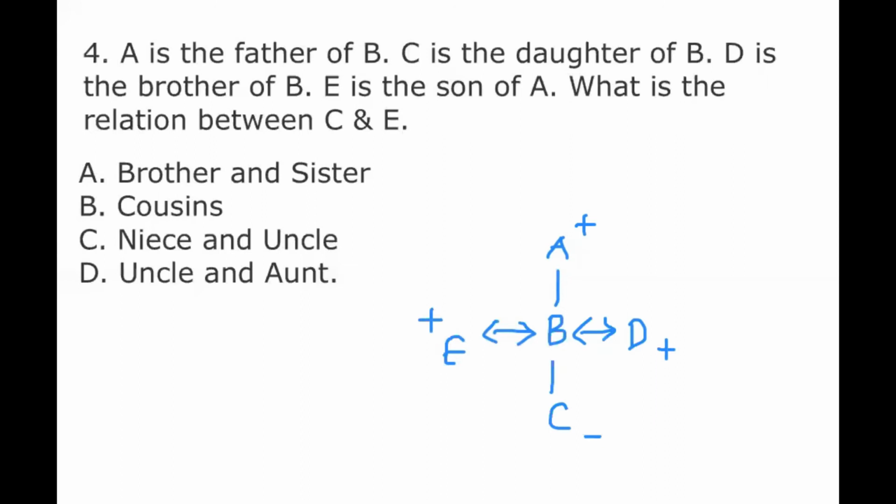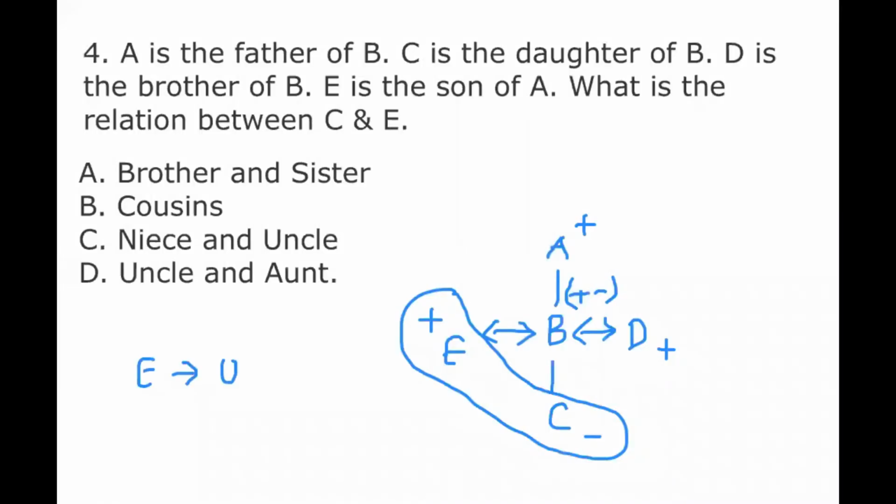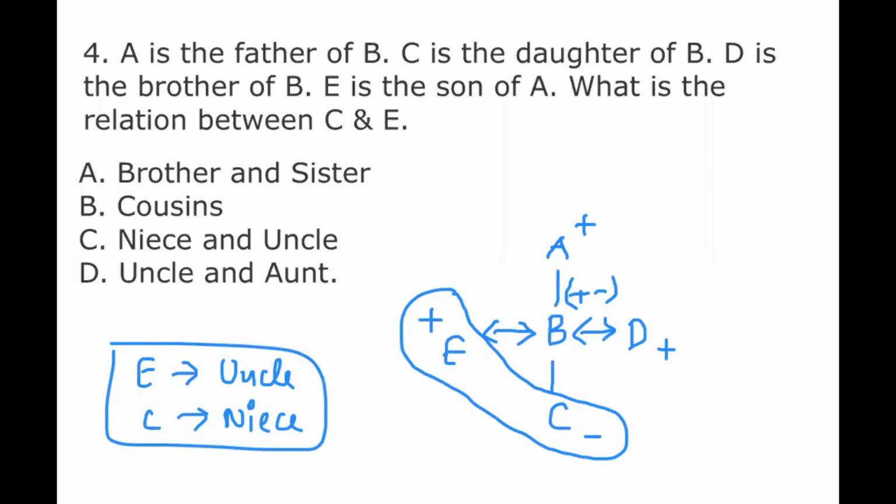What is the relationship between C and E? So C and E. If you look at this relation, C's father or mother. B can be either plus or minus. So C's father or mother's brother. E will be C's uncle and C will be E's niece. So my option C is the right answer.